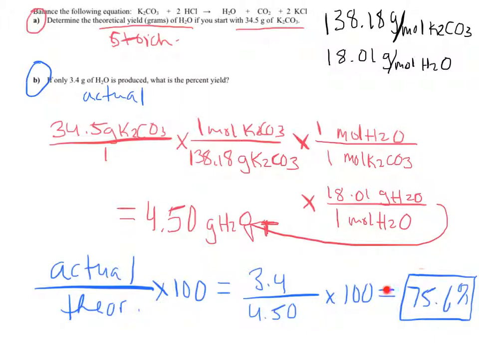Now if you subtract this from 100, that should get you the percent error. How much were you off? I've had students ask me, what's the difference between percent yield and percent error? Well, one is like looking at the glass half empty and the other is like looking at the glass half full. Percent error tells you how wrong you were, but the percent yield tells you how right you are.